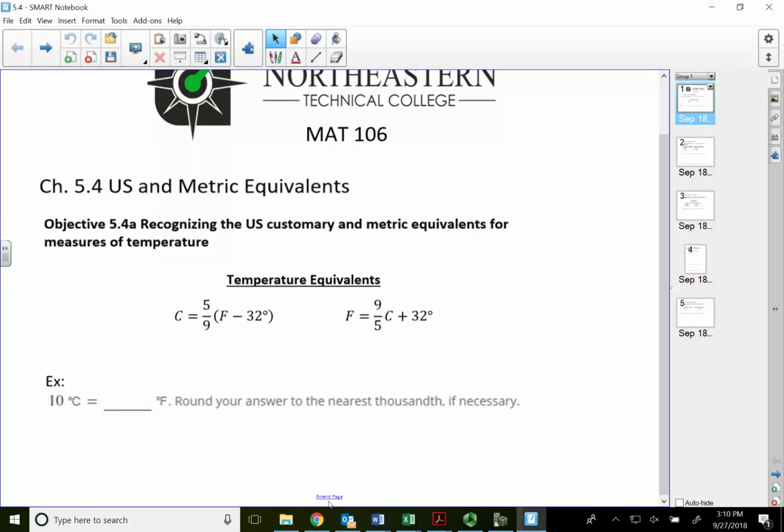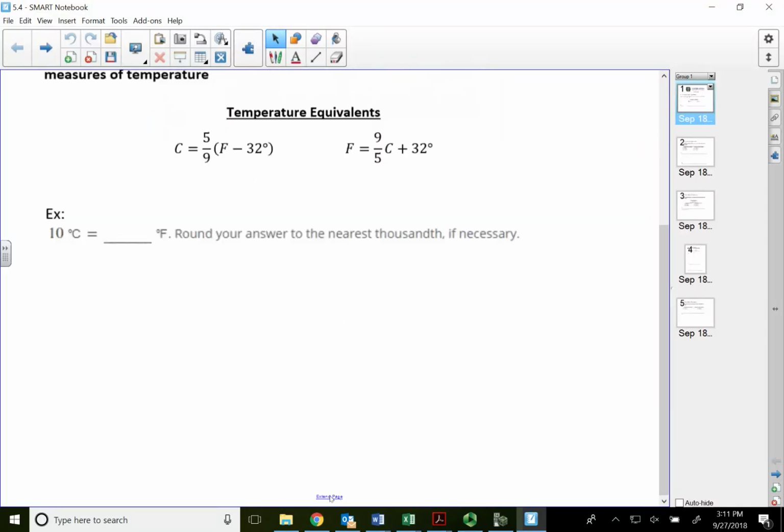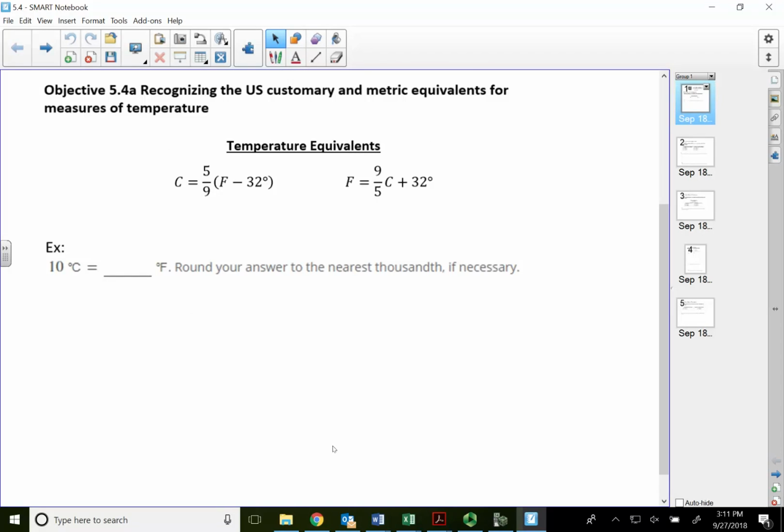So let's convert. Here are the two formulas. 10 degrees Celsius needs to be converted to so many degrees Fahrenheit, and we're going to round our answer to the nearest thousandth. So the trick is to make sure you know what unit you are starting with and where you are going. What that means is Celsius is metric, and I'm trying to convert to US.